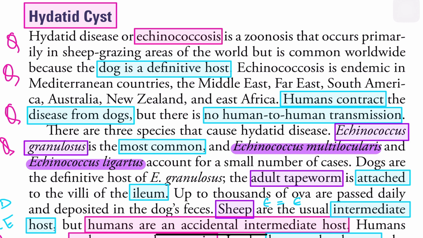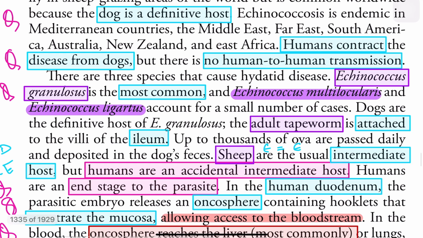Hydatid cyst is also known as echinococcosis. It's a zoonosis, and the definitive host is a dog. D for dog, just remember: definitive host dog. Humans are intermediate hosts, accidental intermediate hosts, and no human to human transmission is seen.